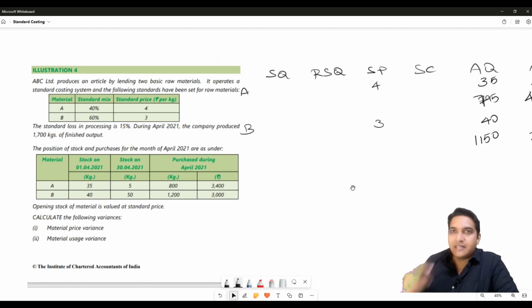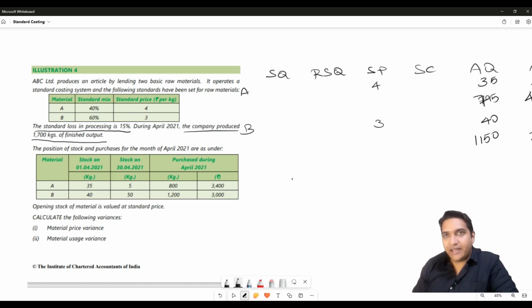Now, standard quantity. How do we compute the standard quantity? If you look at the problem, what does it say? The standard loss in processing is 15%. The company produced 1700 kgs of finished output. So what does it mean? For 1700 kgs, what is the standard input I should have used?